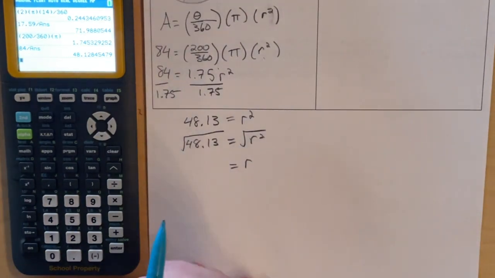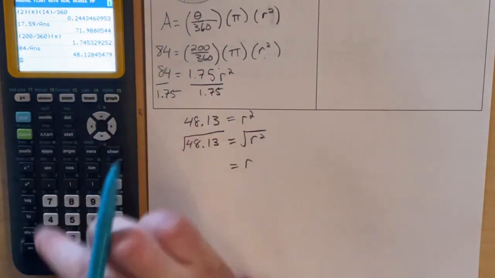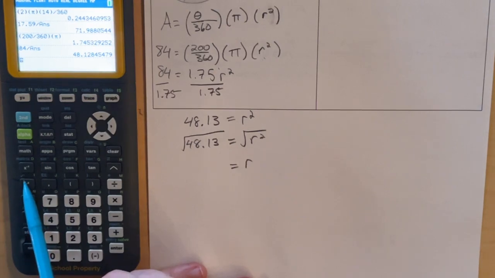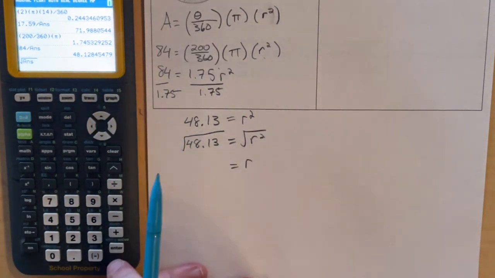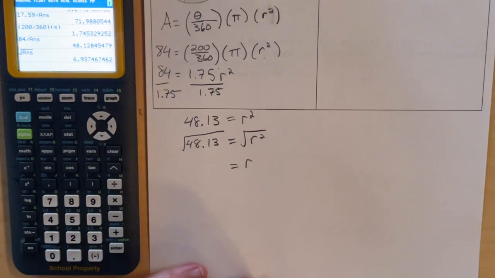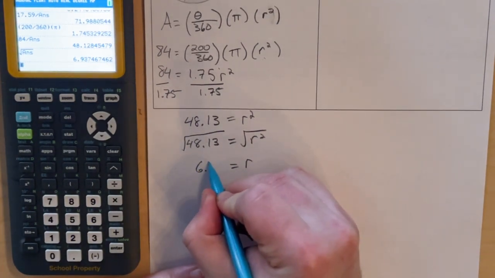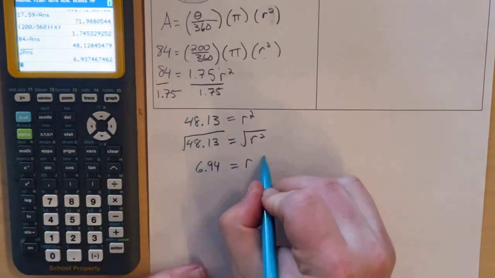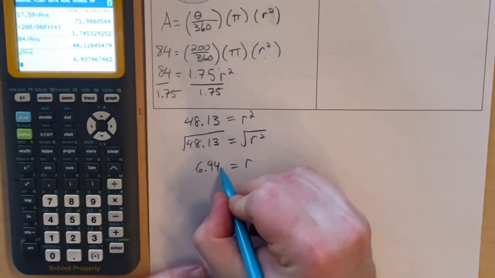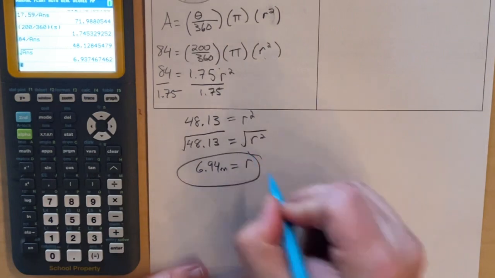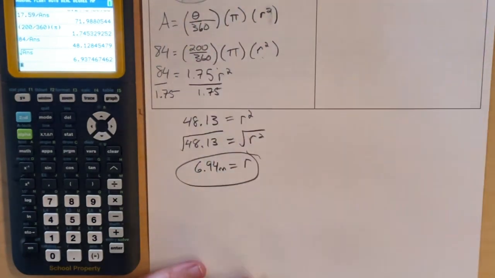So let's do, all right, second. Again, notice where the square root button is, right next to the exponent 2. So I have square root, and I'm going to say second answer to get that previous amount. Hit enter, and our radius is about 6.94. Make sure you have those units, so I'm going to say meters. So I'd say my radius for this circle is going to be 6.94 meters.